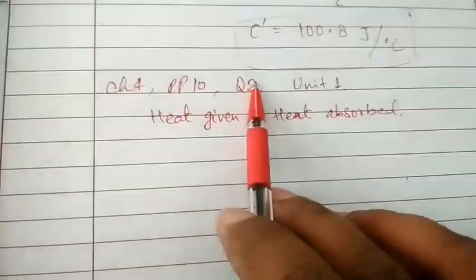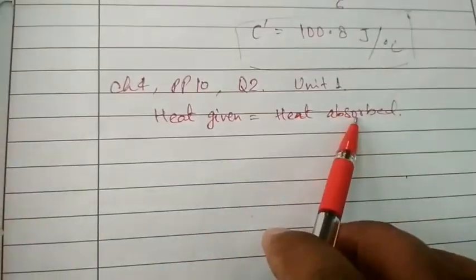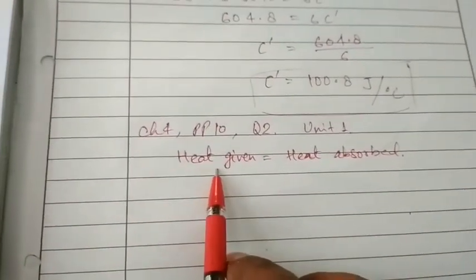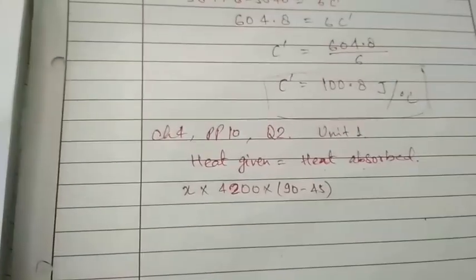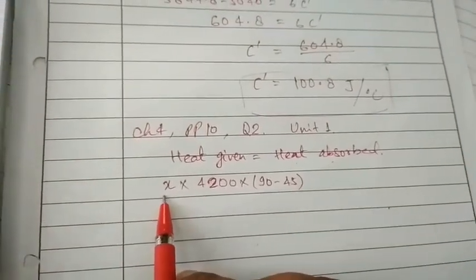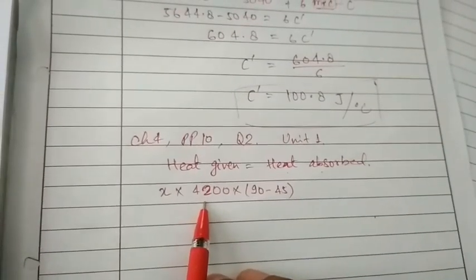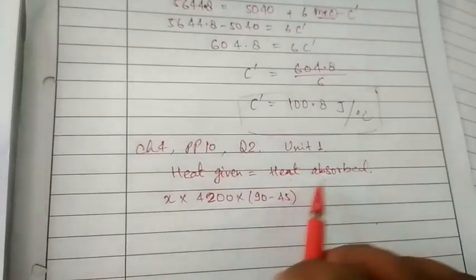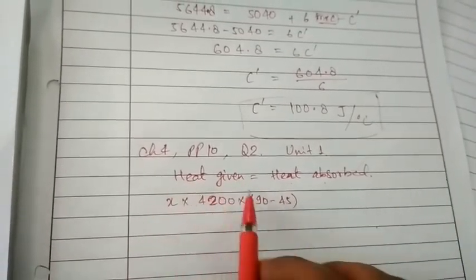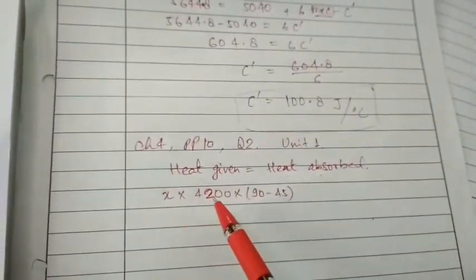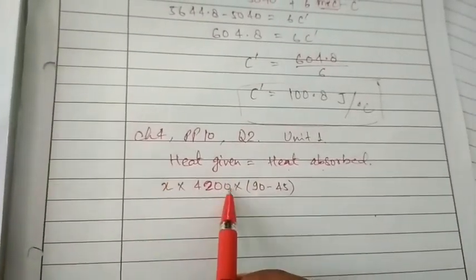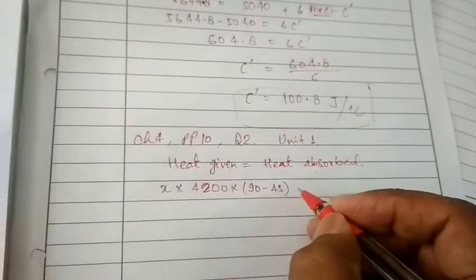So let's see. Chapter 4, PP 10, question 2, unit 1. Heat given is equal to heat absorbed. I have written in short, but you will write full: the heat given by the hot water is equal to the heat absorbed by the cold water. So the amount of hot water is x, with the specific heat capacity, and the hot water falls from 90 degrees to 45. You can draw a table also, but I have written in this form. I think it is better to draw it in table form. If you want to do this question again, you must draw the table, then solve.